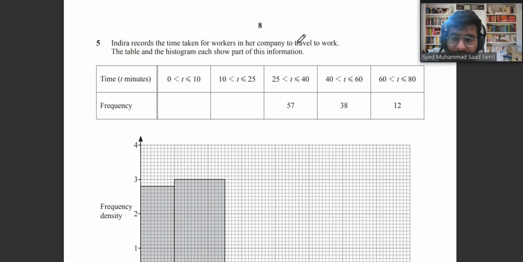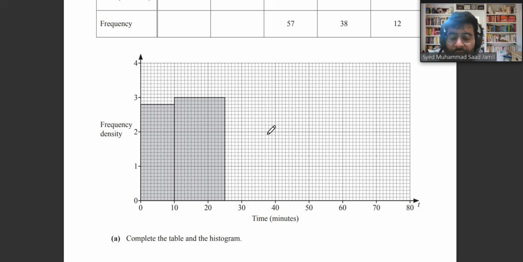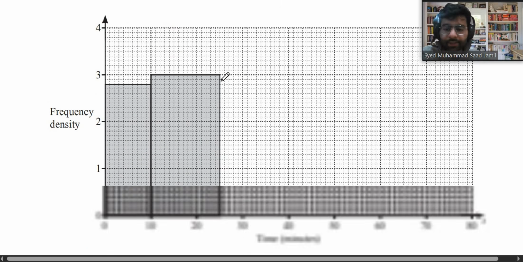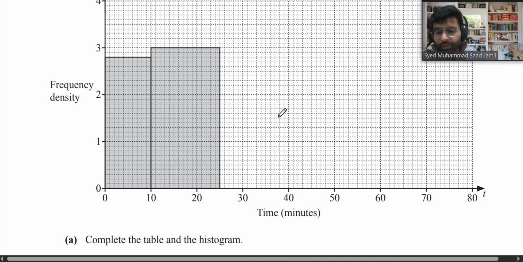India records the time taken for workers in her company to travel to work. The table and histogram each show part of this information. Okay, frequency. They have given us frequency density. They are asking us to complete the table and the histogram. So guys, in this question basically we have to find frequency, and they have given us the table of frequency density.